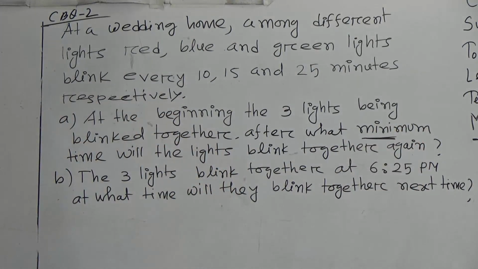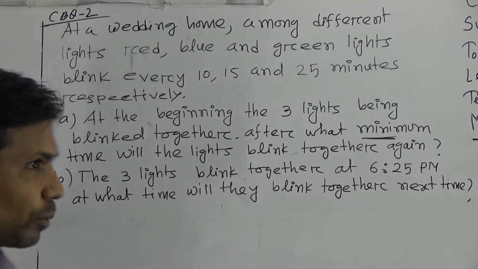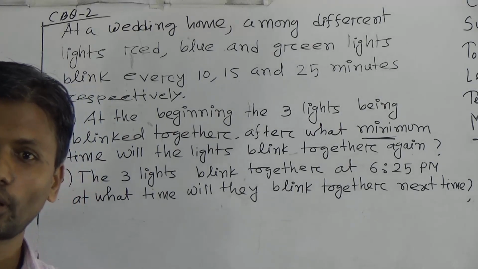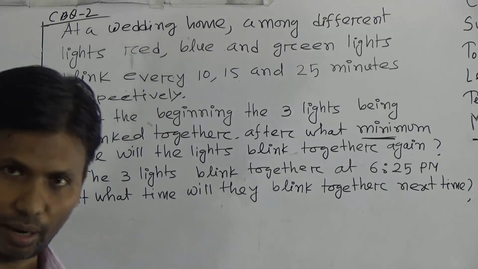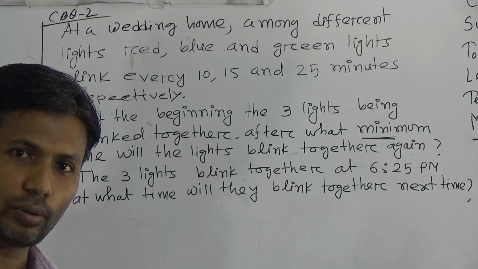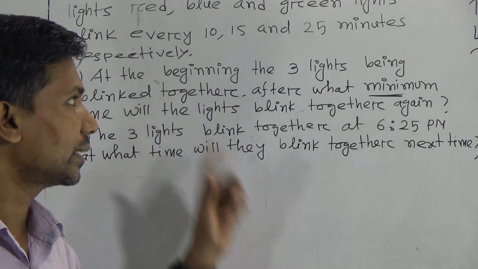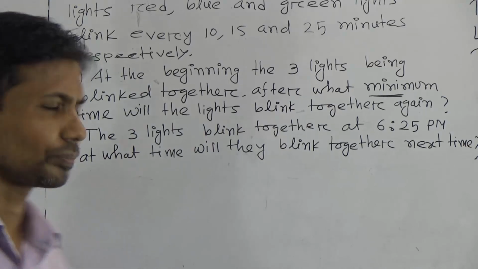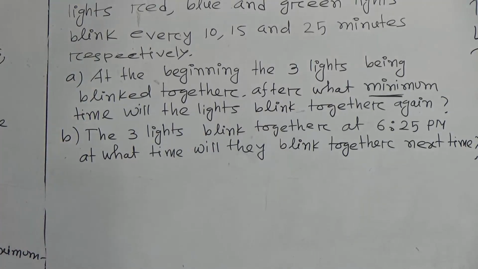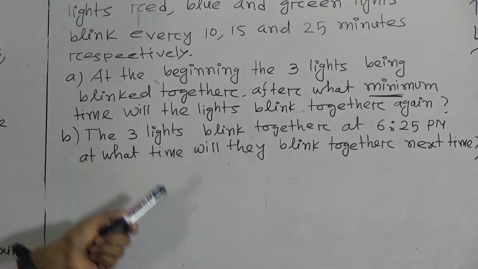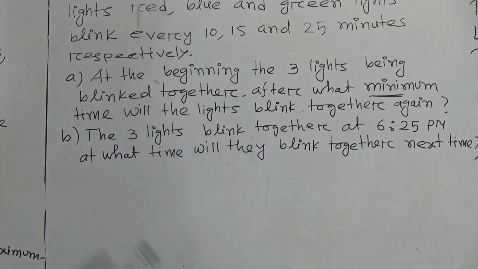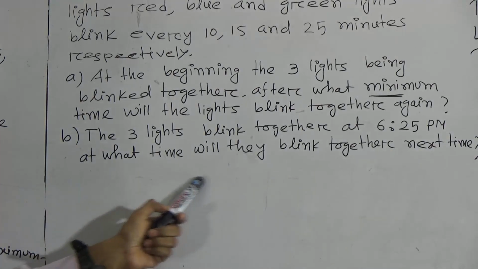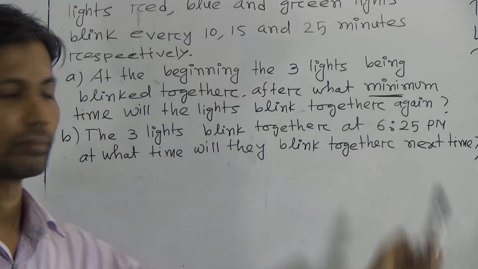Okay, we know the smallest number among the common multiples is called what? It's called LCM. So this will be LCM. Student, least number or minimum number, or smallest number, in this case, this will be LCM. Now, you see a B number question. The three lights blink together at 6:25 p.m. At what time will they blink together next time?